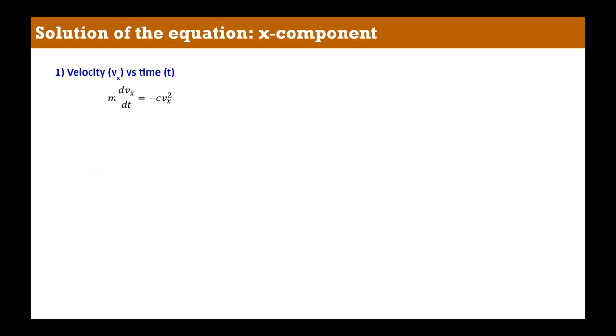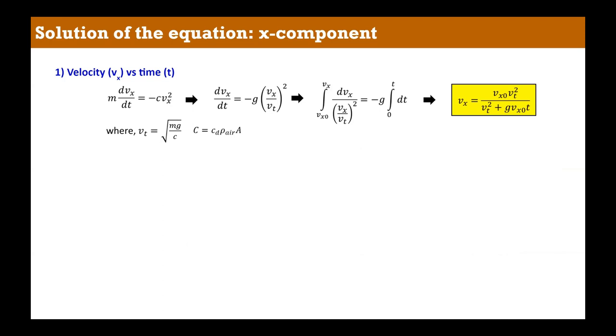To create a math model, we solved the equation of motion described in the previous slide in the x direction. First, we found the velocity in x direction versus time, and since gravity is 0 in the x direction, there is no gravity in this equation. Then substituting terminal velocity that we calculated to be the root of mg by c, and we integrated both sides of the equations, and our final equation is this in the yellow box.